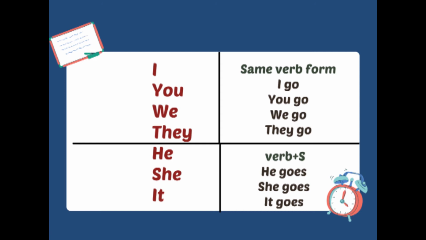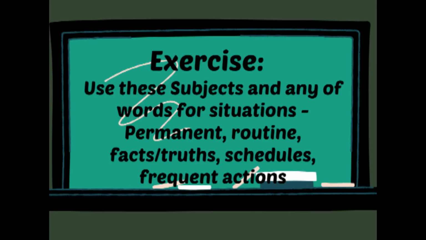Third person singular, he, she, it will have a slight difference with the verb. With the verb we add s or es. So it is works. Now you need to repeat these subjects along with this subject. You can use any of the verbs which we are using permanently, routinely, or for facts or schedules, or you can also use the frequencies and form the sentences by yourselves. That is, say something about your routine, what you always do, so that you get practiced.